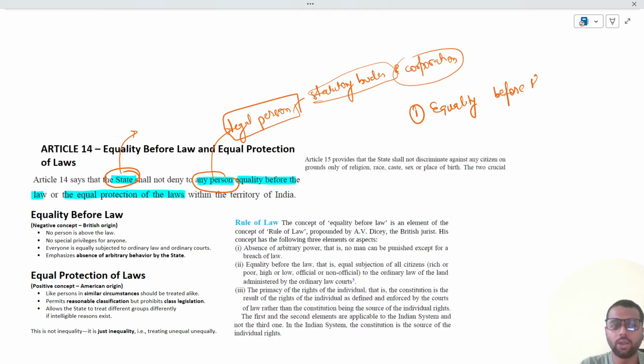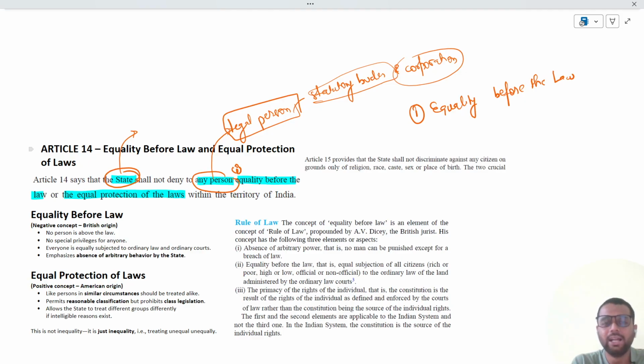Equality before the law. That is what point number one of Article 14 says. As a layman, we clearly understand that equality before the law means everybody is equal in front of the law. That is, when you are in the court, it will treat a common man as well as a rich man equal. The laws will not discriminate between rich or poor, or between the MLA or a common person. So everybody is treated equally before the law.